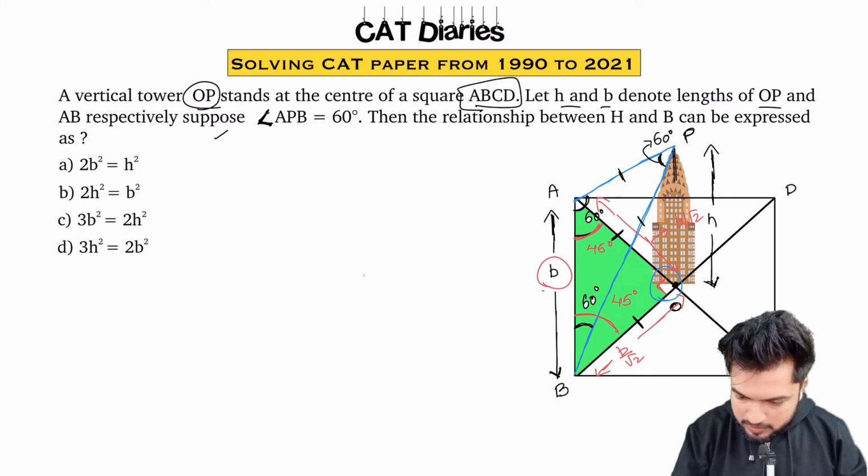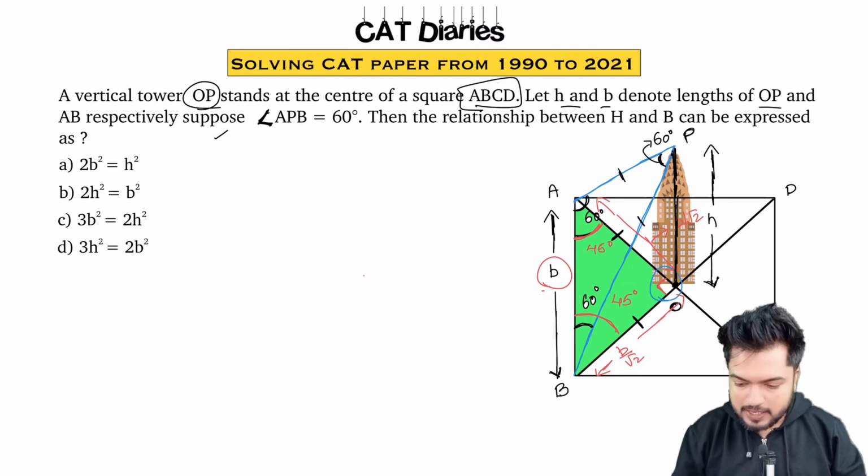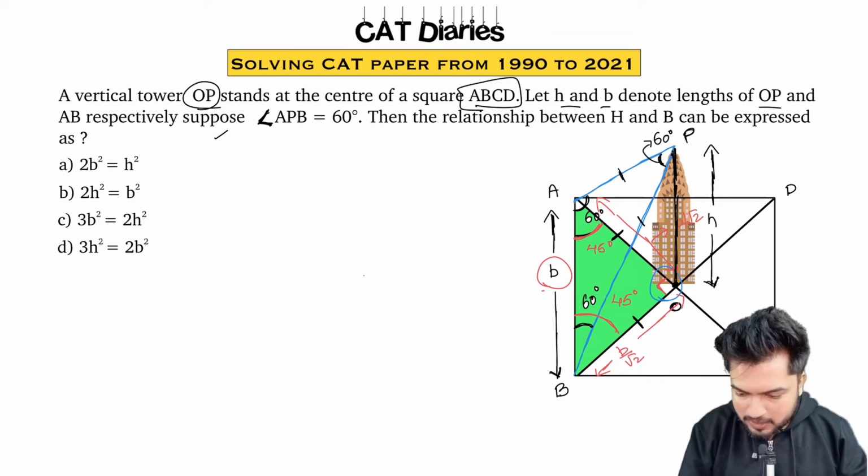Okay, so let me think of one more triangle, which is this. Now think carefully here. I am joining this. Okay, this is nothing but the height of the tower. So I am just joining that. Now, what will be this angle? You think of this angle. This angle has to be equal to 90 degrees.